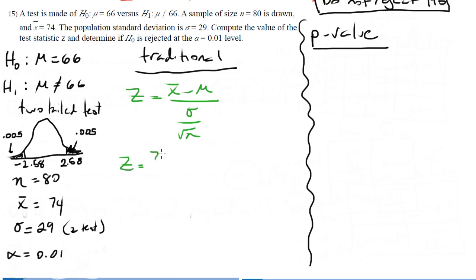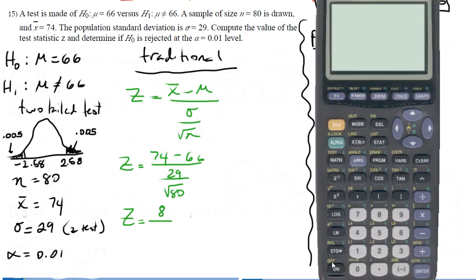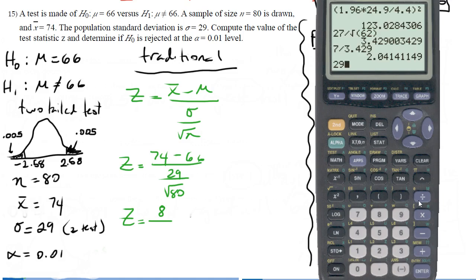We have all that info there. X bar is 74 minus 66, divided by 29 over the square root of 80. Again, I'll do this piece by piece. 74 minus 66, I think that's 8, right? That should be 8. Now I need 29 divided by the square root of 80.